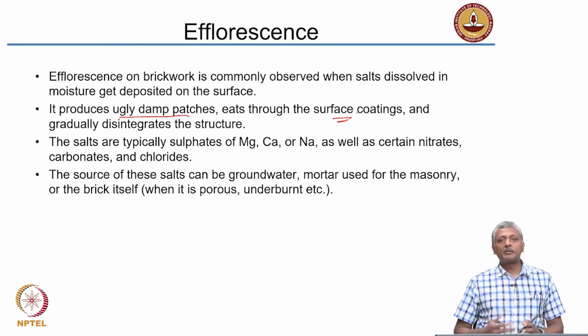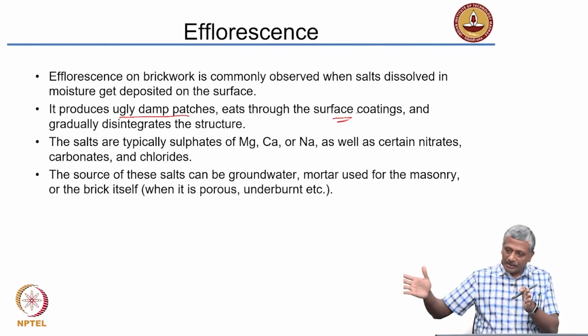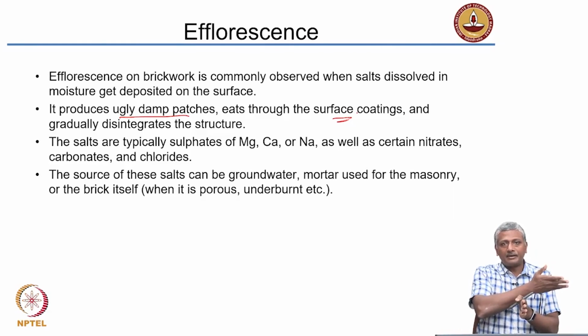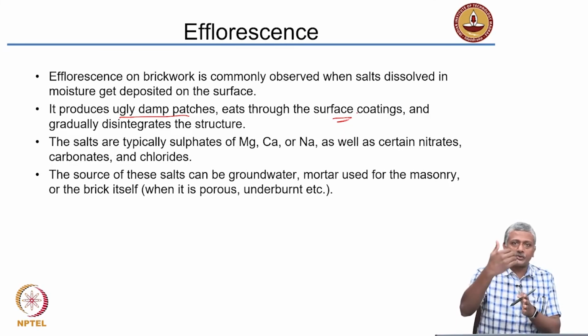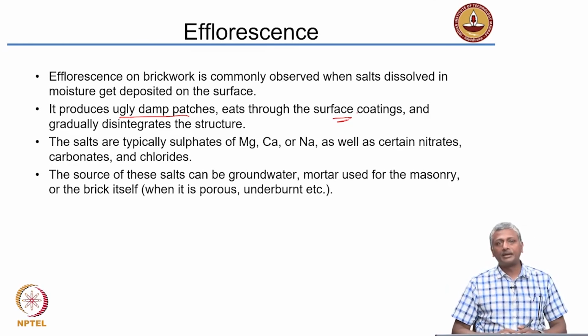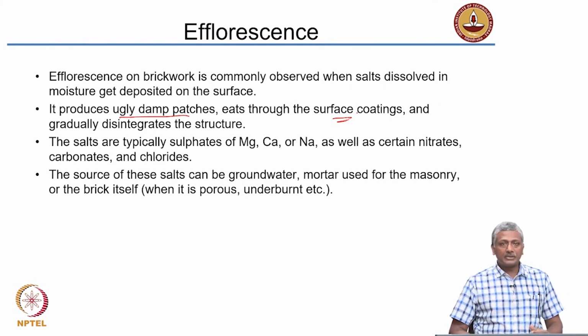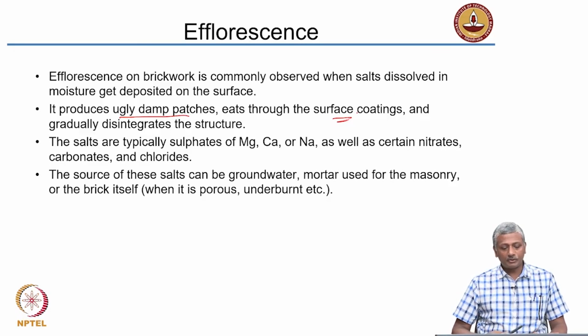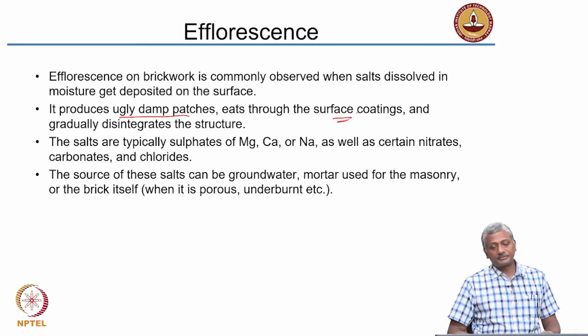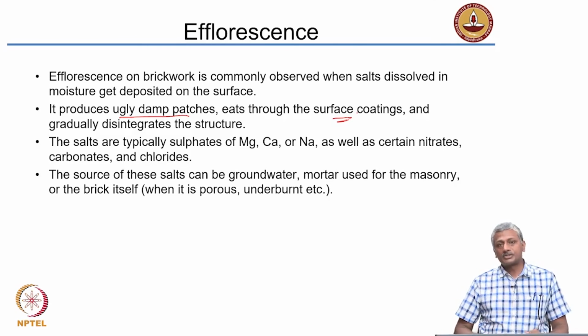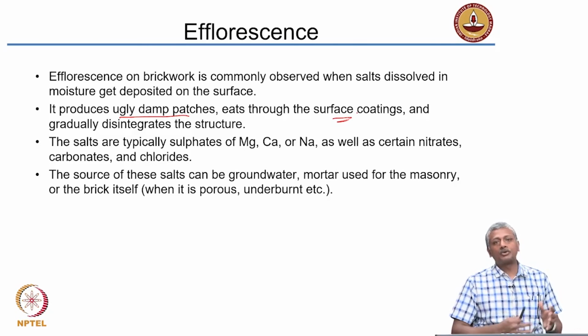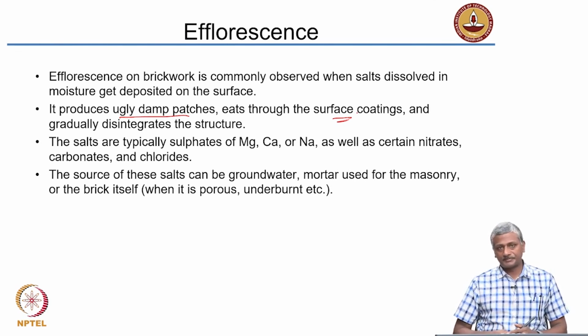And these salts can also be brought out by action of flowing water. So, for example, if water from the inside is trying to come out of the structure, right, it will push out these salts also. These salts will come out of the surface and start drying, and that causes again these damp patches to form. Okay. Now, as I said, the source of the salts could be the groundwater, the mortar that is used for the masonry, or the brick itself. Okay. Especially when the brick is porous or underburnt, it can have a large amount of water absorption, and that basically can result in efflorescence also.